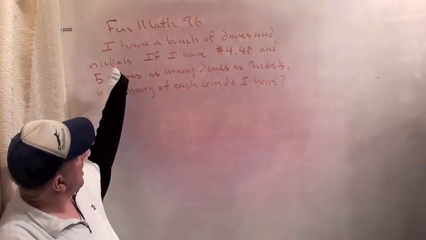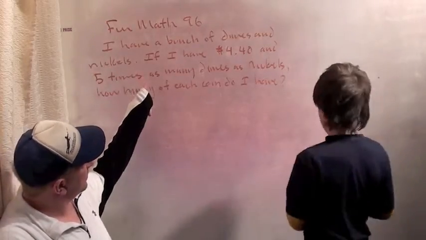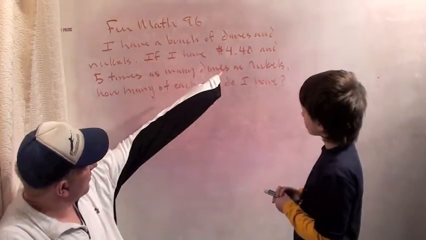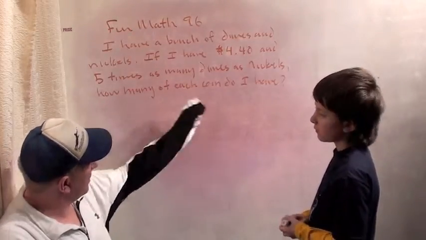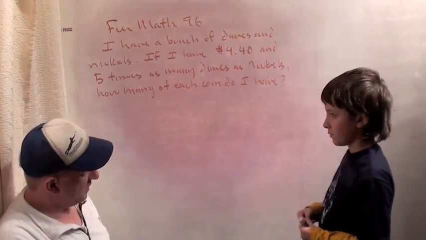Here's the problem. If I have a bunch of dimes and nickels, if I have $4.40 and 5 times as many dimes as nickels, how many of each coin do I have? Okay, do you have any ideas?